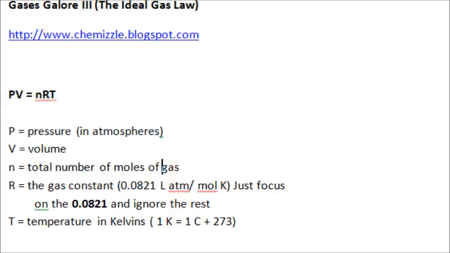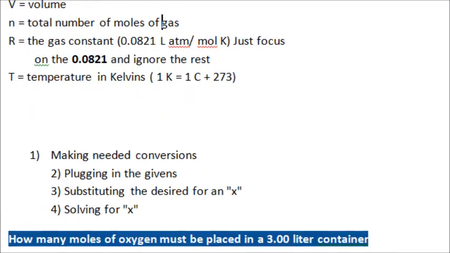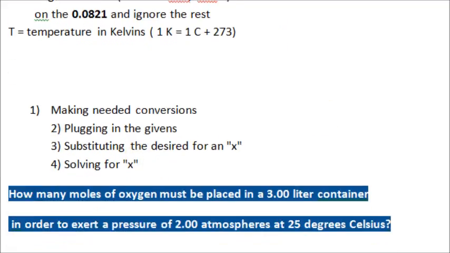Okay, cool. That's really it. You just plug things in and solve. So here are the 4 steps: make needed conversions, plug in the givens, substitute the desired quantity with an x, and solve for x. 4 simple steps. Let's do an example.